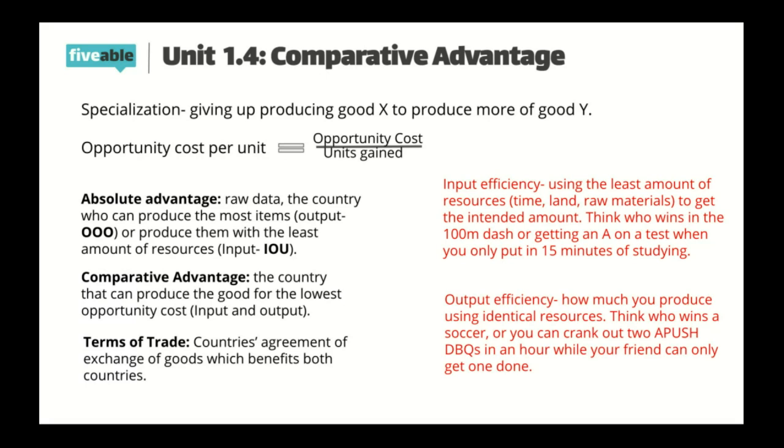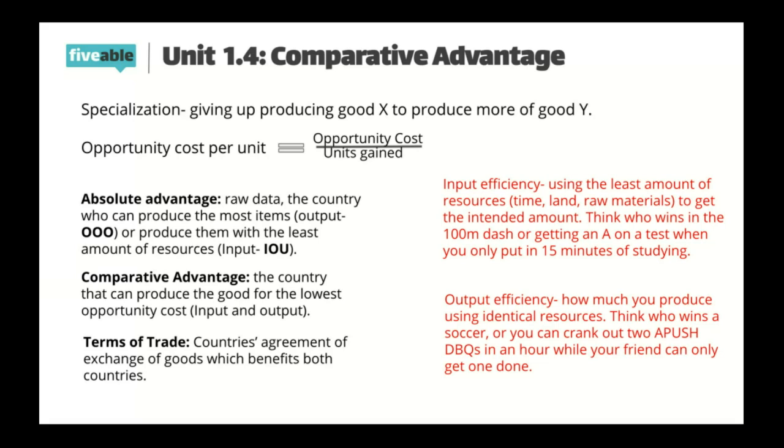And this is where we get comparative advantage. This is the country that can produce the good for the lowest opportunity cost. So if you're looking at input, you're looking for the lowest number for absolute advantage, and output, you're looking for the highest number to see who has absolute advantage. With comparative advantage, you're always going to be looking for the lowest number.